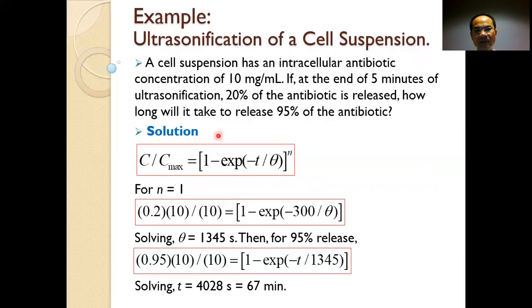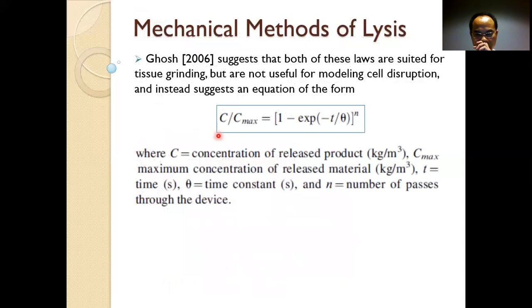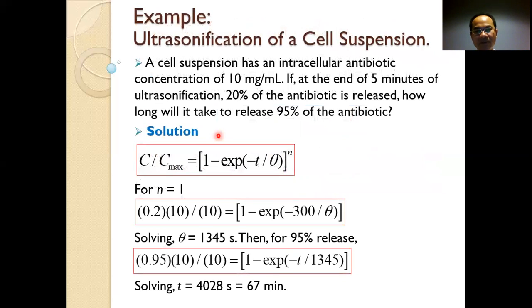C is the concentration of the released product, and Cmax is the maximum concentration of the released product in the cell. For this case, at time 5 minutes, 20% of antibiotic is released. That means from 10 milligram per milliliter, it released 20%. That means C equals 0.2 multiplied by 10. It is C. And the maximum, 10 milligram per milliliter, is Cmax.